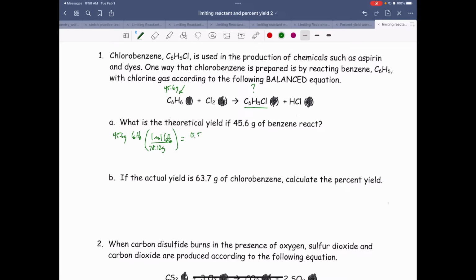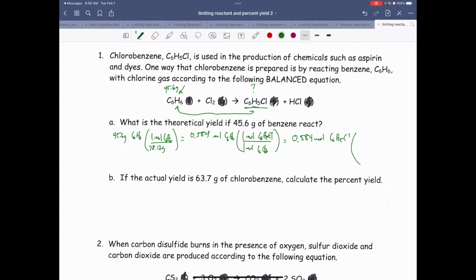So 0.584 moles of C6H6. We are interested in this, though, so we got to do the molar ratio between those two things. Luckily, it's a 1-to-1 ratio. So 1 mole of C6H6 will produce 1 mole of C6H5Cl, which just means you're going to get 0.584 moles of that stuff. And we got to convert that into grams.